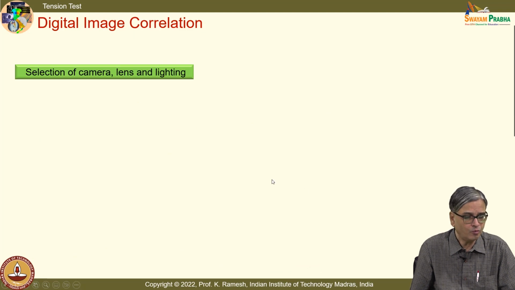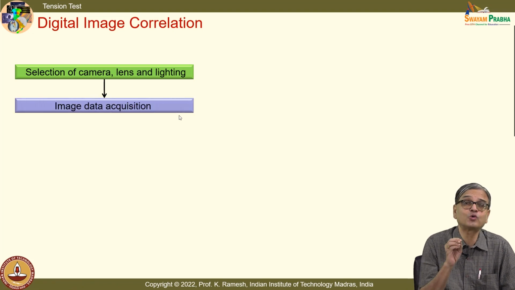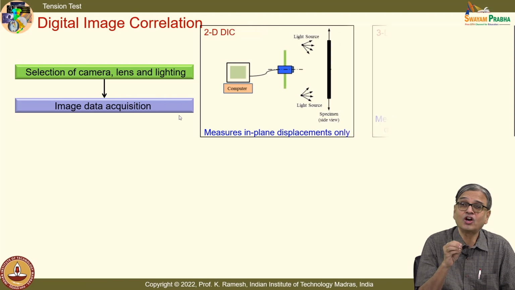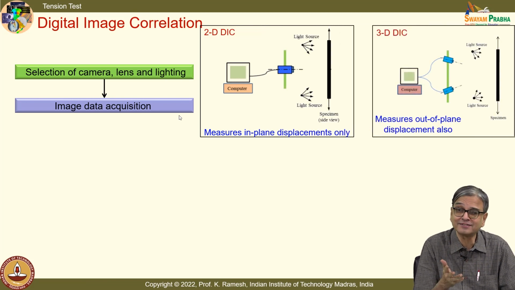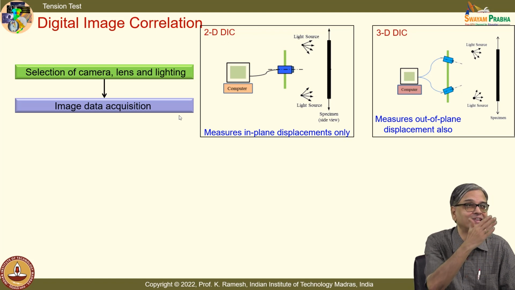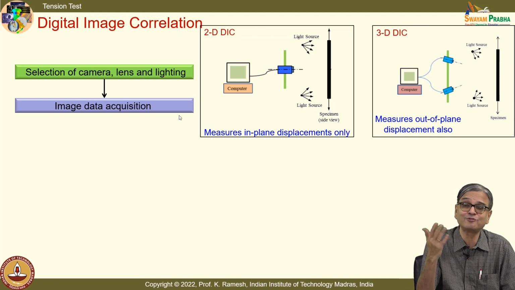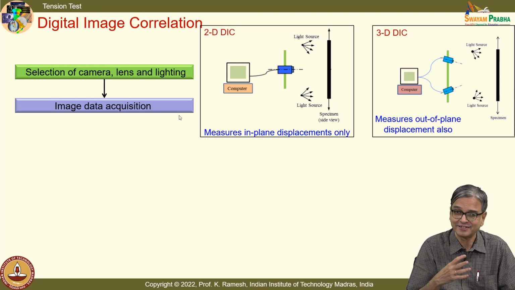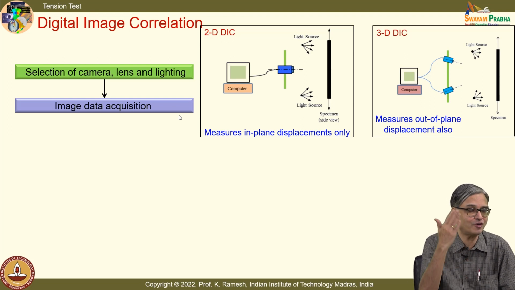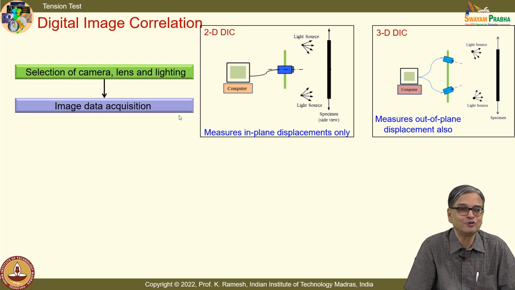And what is it that you do? You have to select the camera, lens, and lighting. See, your lighting should be cool. It should not heat the specimen. You understand? Because now, even for recording, they have come to cool lamps. Earlier, people used to sweat. If you talk of 20, 25 years back, if you see how videos were recorded, they had such illumination that people used to sweat.